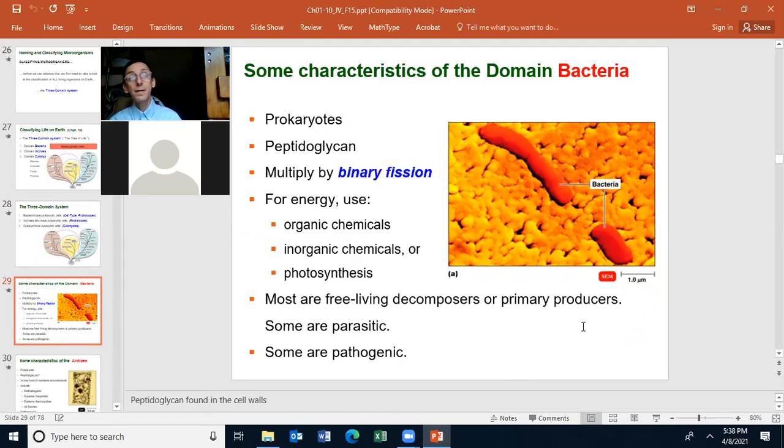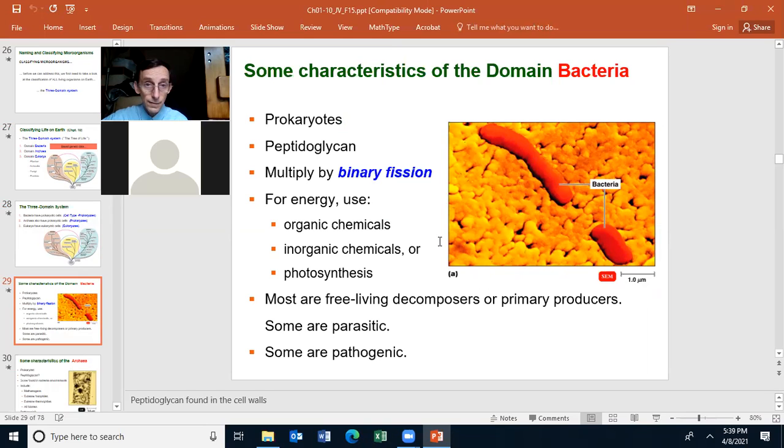The cell type is prokaryotes. The domain bacteria has peptidoglycan in their cell walls. The cells can multiply by binary fission. That's the majority of bacteria. Binary fission is simply where the cell divides in 2. So this cell, when it gets ready to divide, will simply split into 2.